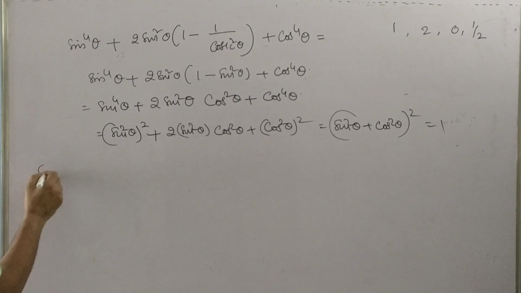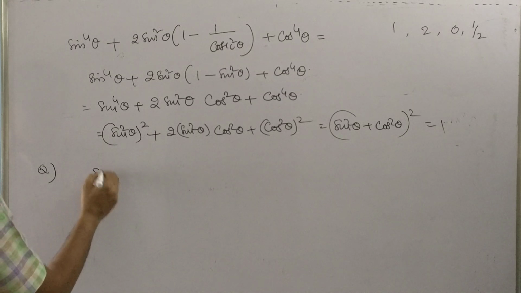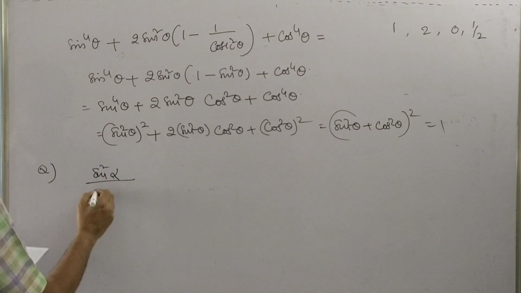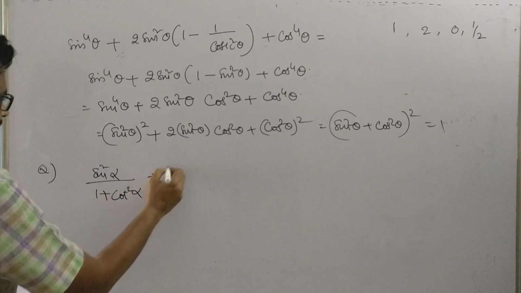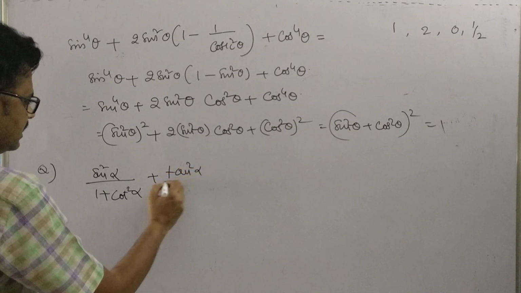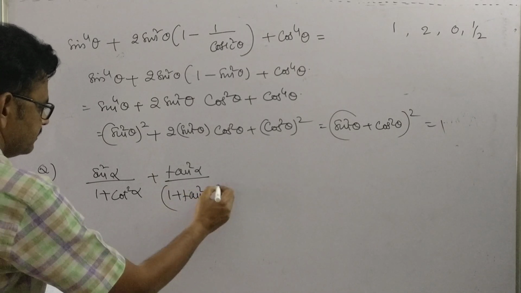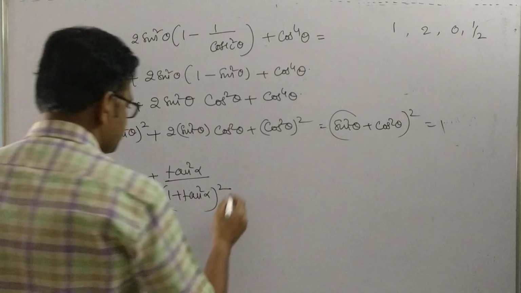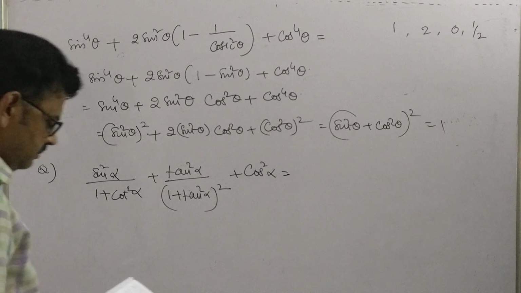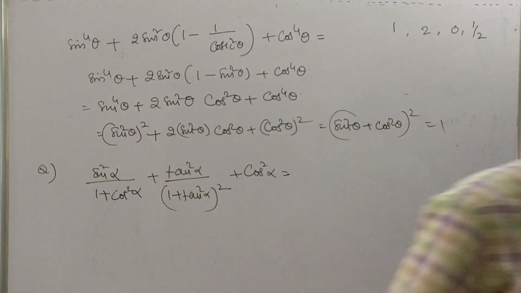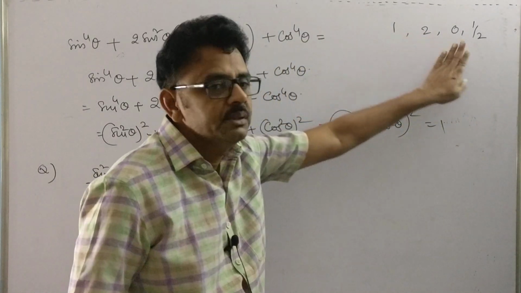Next one: sin square alpha by 1 plus cot square alpha, plus tan square alpha by 1 plus tan square alpha, whole square, plus cos square alpha is equal to? For this problem also, the options are the same.